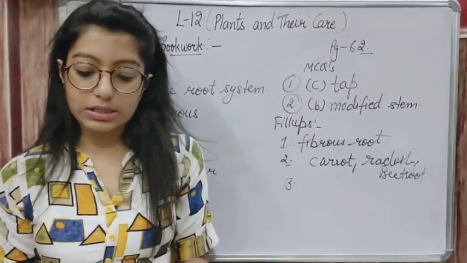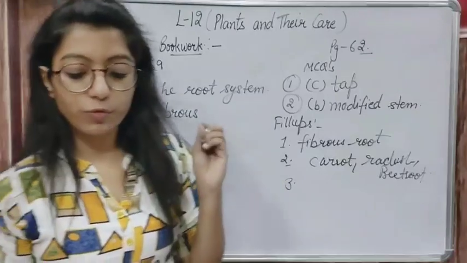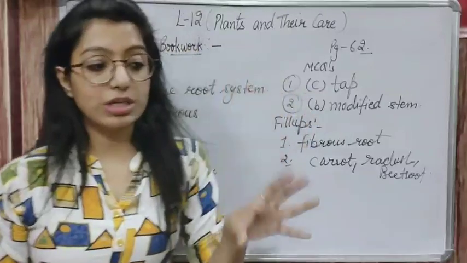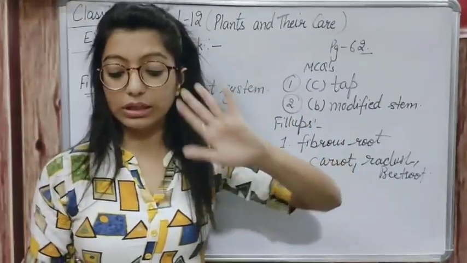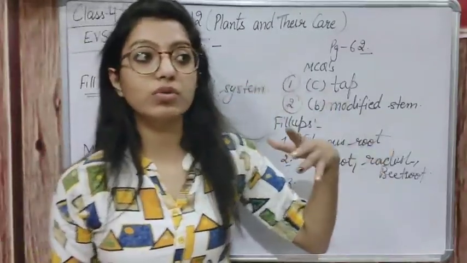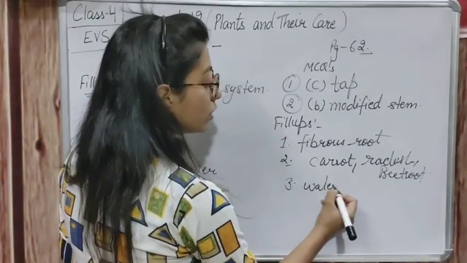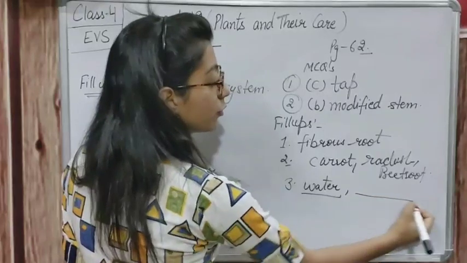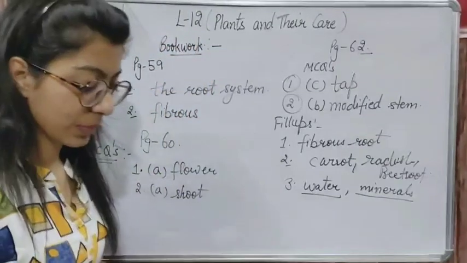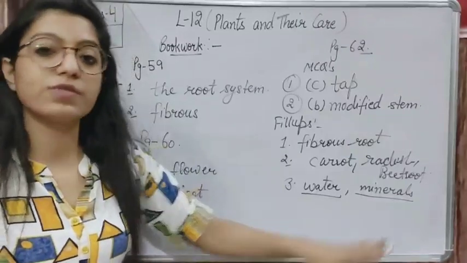Then next is, the stem of a plant transports dash and dash from the roots. See, plant ki jo stem hai, wo kaise transport karti hai? Kya-kya cheezein transport karti hai roots se leaves ko? In the first fill-up you will write water, and in the second fill-up you will write minerals. The stem of a plant transports water and minerals from the roots.